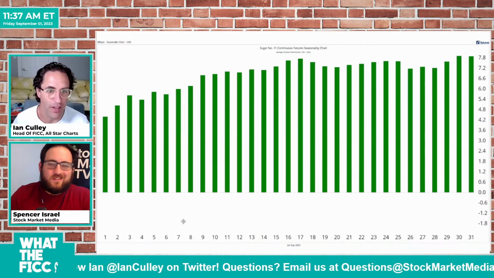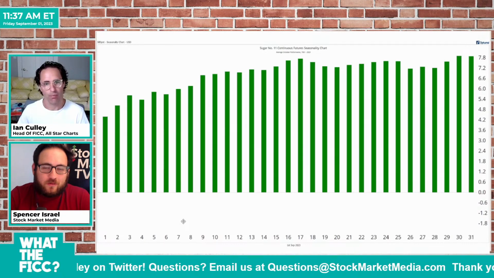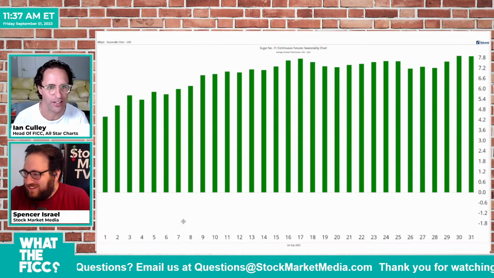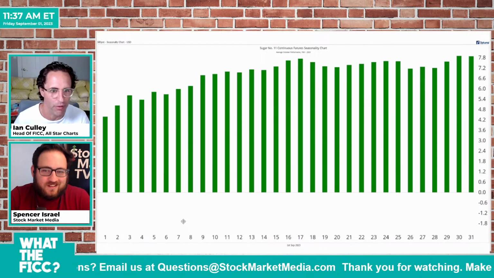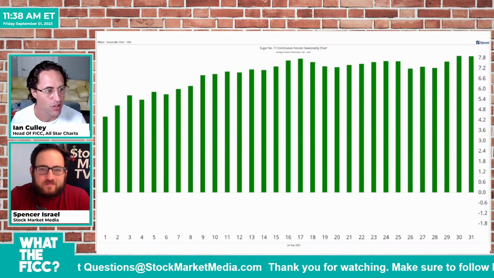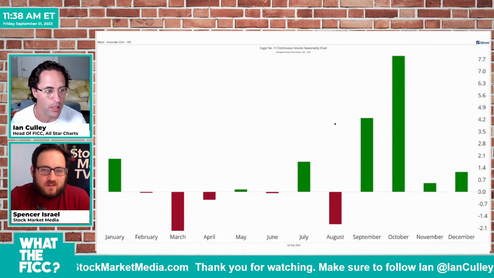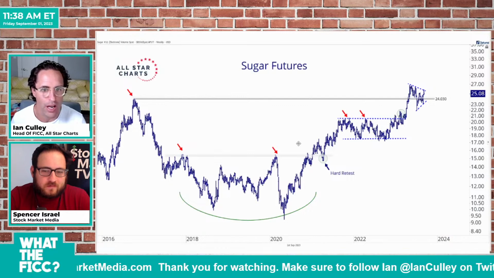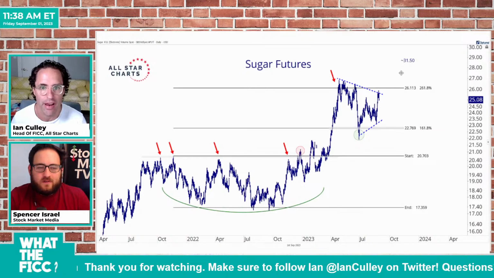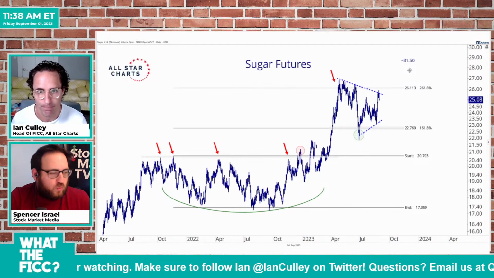Now, this is data going back to 1961. Sounds pretty good to me. I have to check the data on this one. This is a bit overwhelming for my taste. Nonetheless, sugar is heading into a seasonally favorable period. Definitely want to keep sugar on the radar and keep that breakout level, let's call it 26.15. Once it gets back above there, we could see 31.50 easily in the next month or so, next 6 weeks.